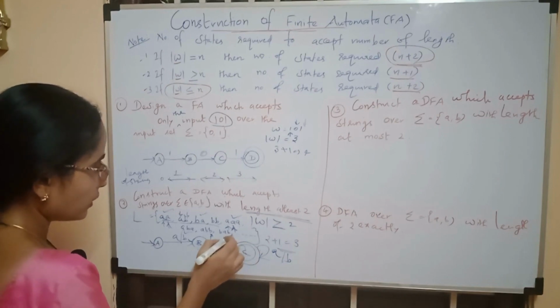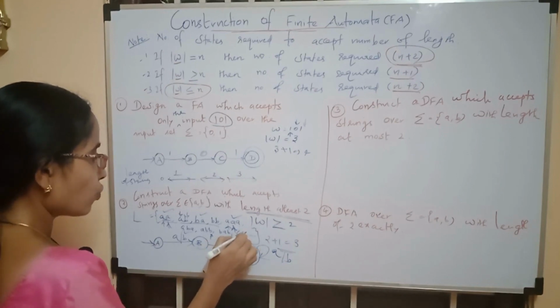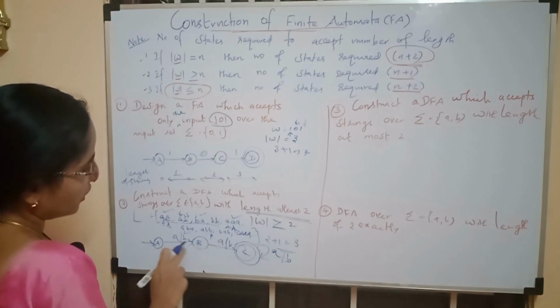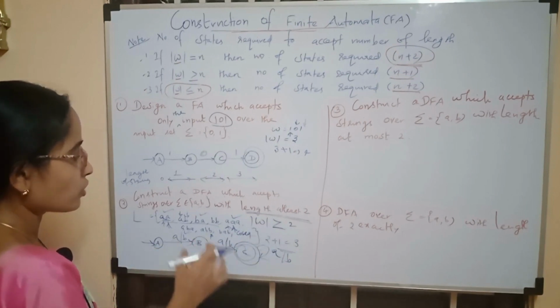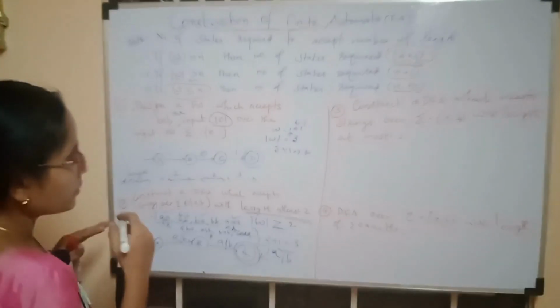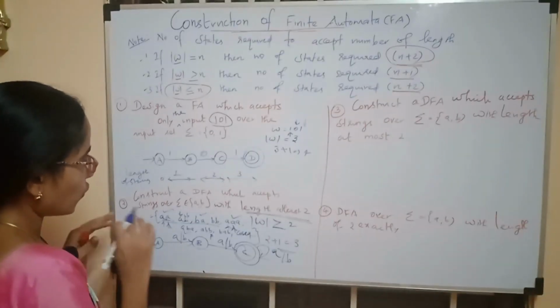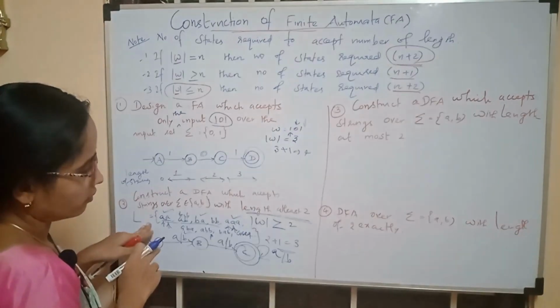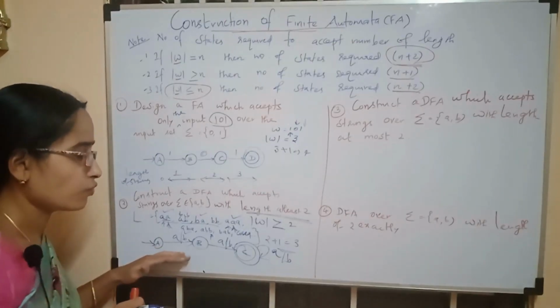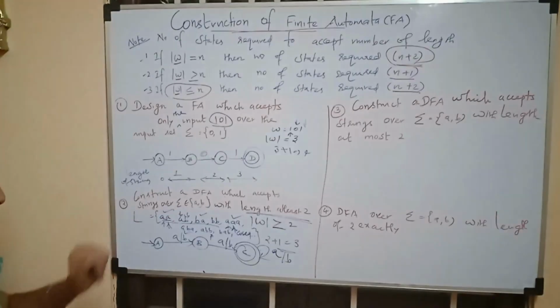Okay. And then if I have 4 A's, what will happen? A, and then A. Likewise, you can have any number of combinations. This automata will accept all the members of the language L, whichever we formed. I hope you understood how to frame this deterministic finite automata.